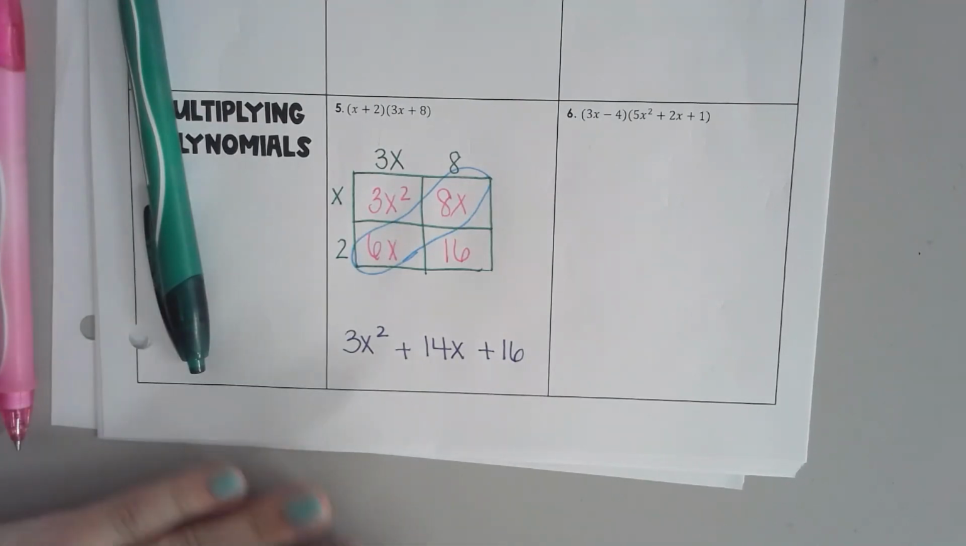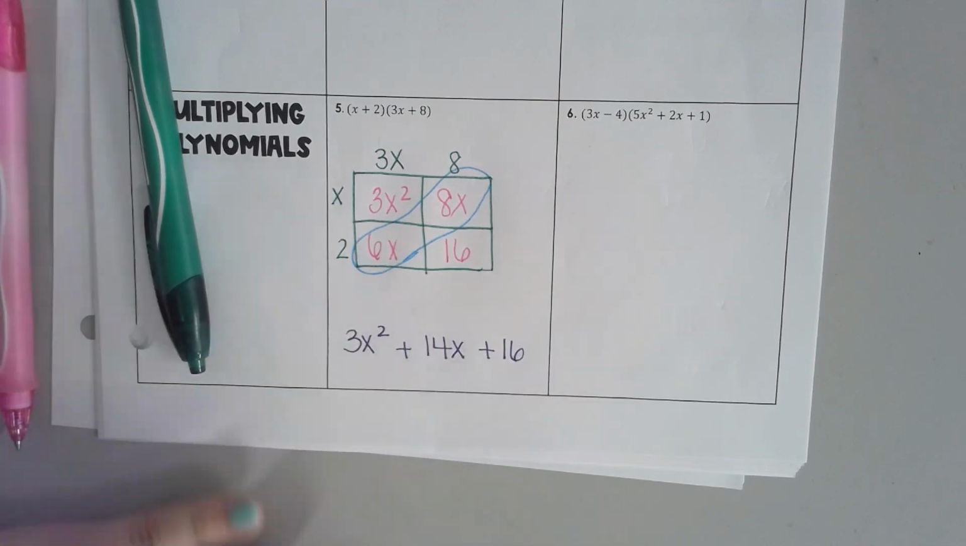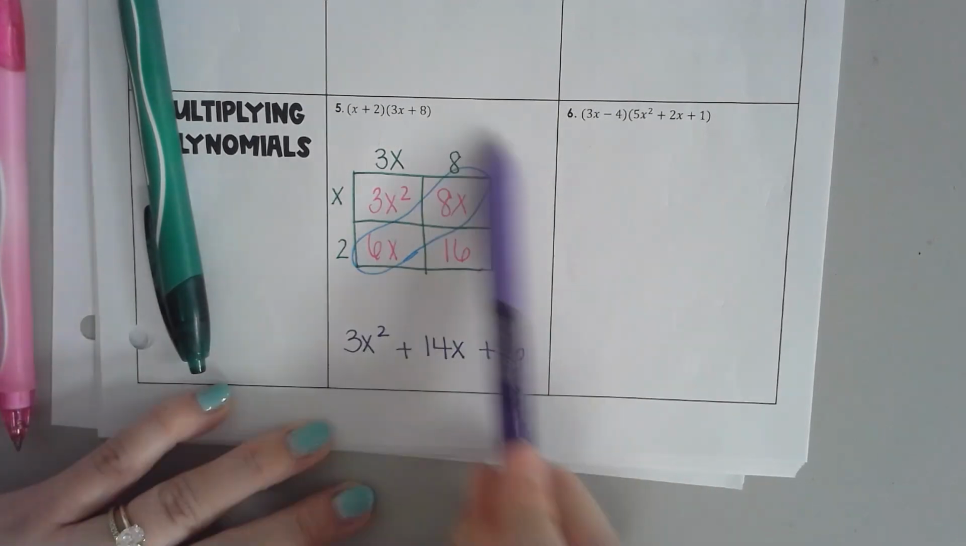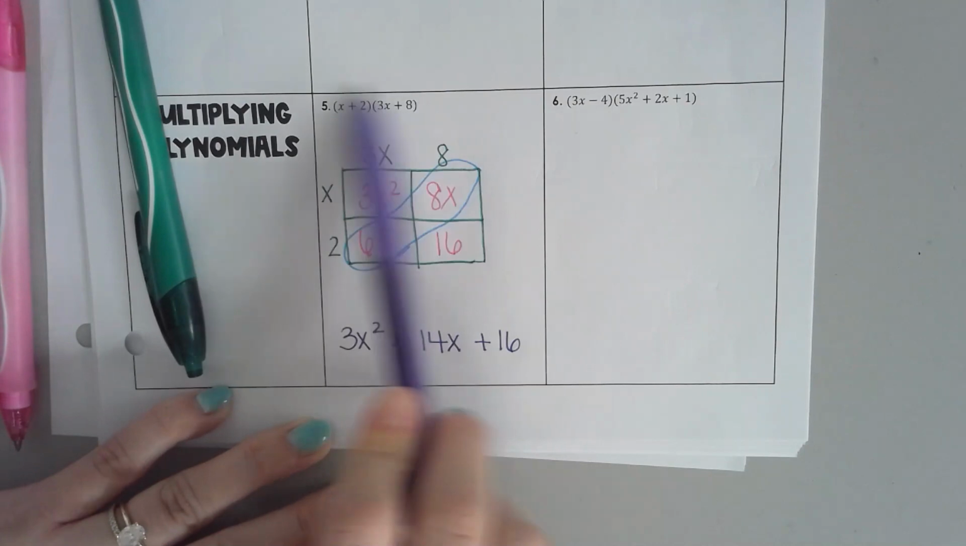In Unit 5, I gave you the 3x squared plus 14x plus 16 and asked you to give me those up there.